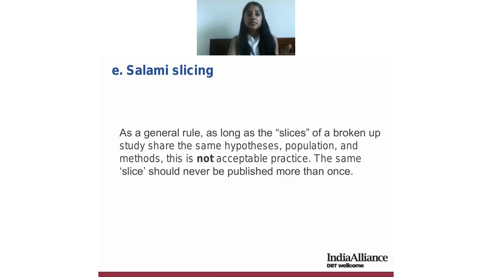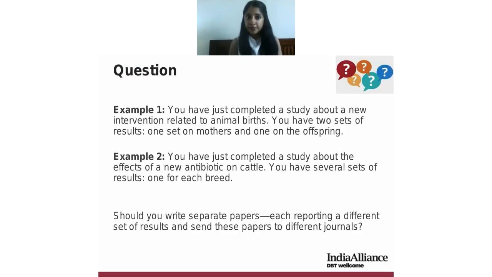So as long as the slices of a broken up study share the same, note this, hypothesis, same population, and same methods, this is not acceptable. It has to then be part of one study. So these are 2 examples. One is that you have completed a study about a new intervention related to animal births. You have 2 sets of data, one on the maternal data and one on the offspring. Should these be in 2 separate papers?